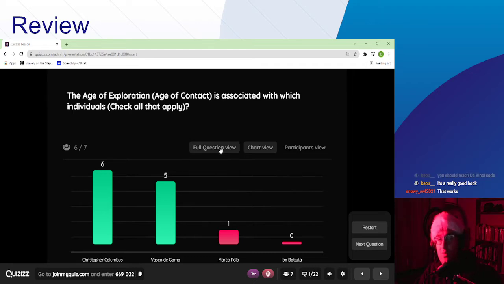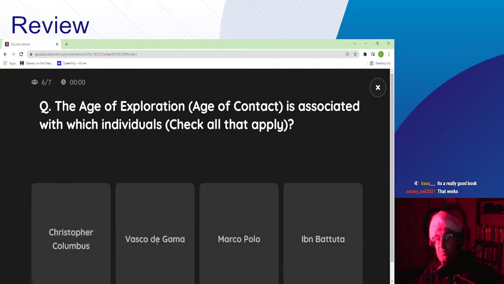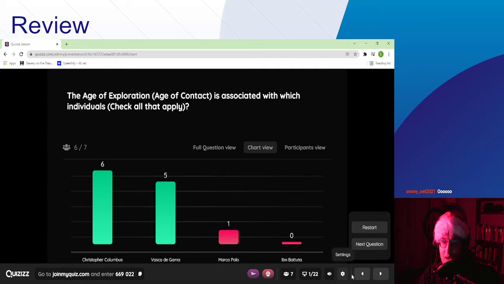Awesome. Yes. So of all these explorers, Vasco da Gama and Christopher Columbus are the ones we most associate with the age of exploration. Columbus, of course, sailing the ocean blue in 1492, and Vasco da Gama reaching India in, I believe, 1488. So, all right. Let's go to the next question.